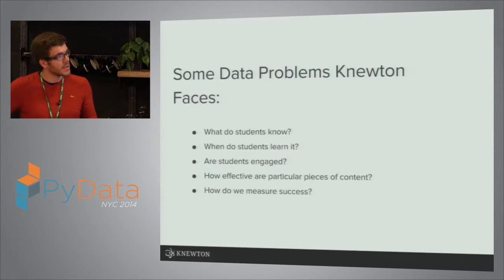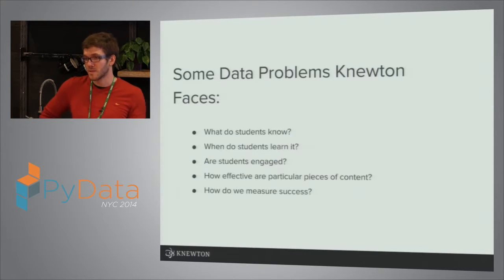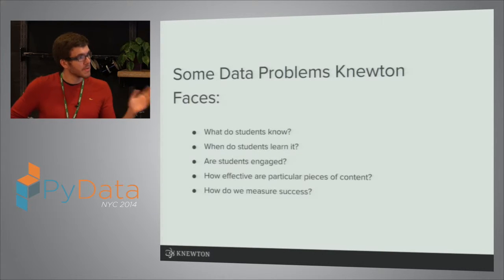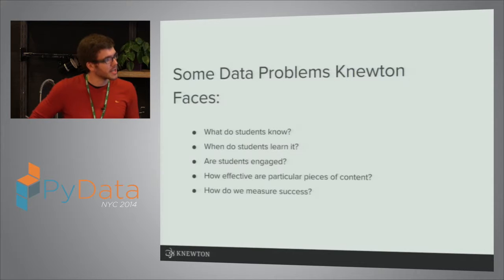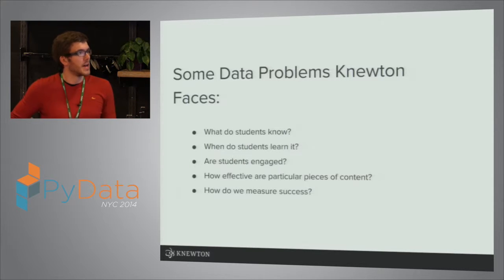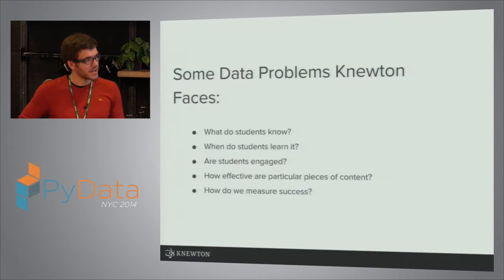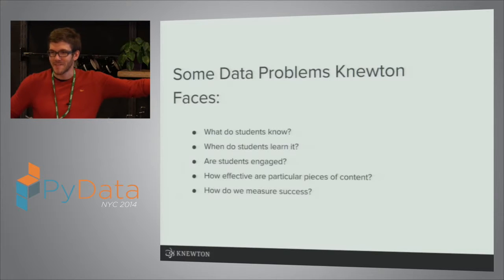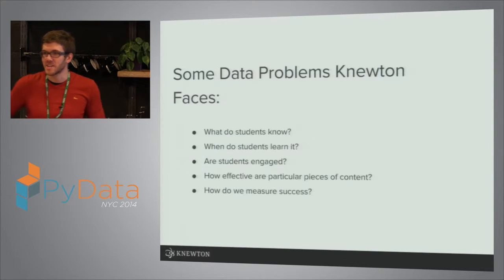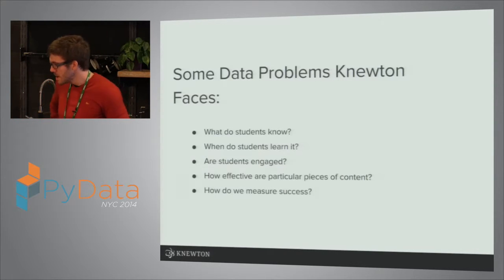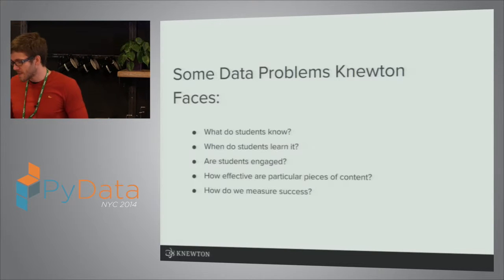Other questions that we ask are things like, are students engaged? That's very important. If they're very bored, they're not going to learn anything, et cetera. How effective are particular pieces of content? That goes back to that content analytics. And a big one, if you ever talk to a data scientist and they don't mention that they ask the question, how do they measure success, then you should just stop listening to them. So I have to mention that we have to ask this question quite a lot: how do we actually measure our own success? These are some of the data problems that we face.